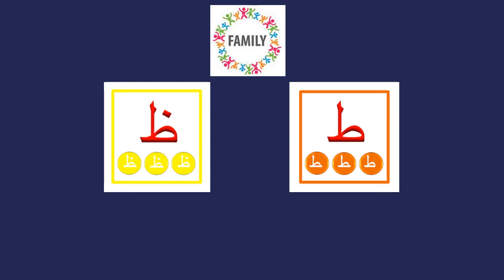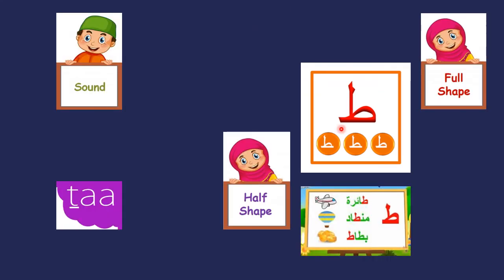Here comes the ta family. Ta, za. You can see there is a dot on za. And we have told you that ta and za don't have a proper half shape. This is the full shape of ta, and these are its half shapes. When it comes in the start, it looks like this. This is the middle shape, and this is the end shape. And you can see that there is no specific change in the half shape of ta. And the sound of ta is ta.